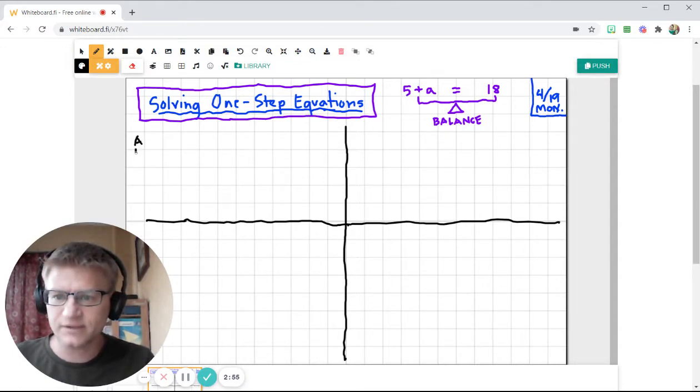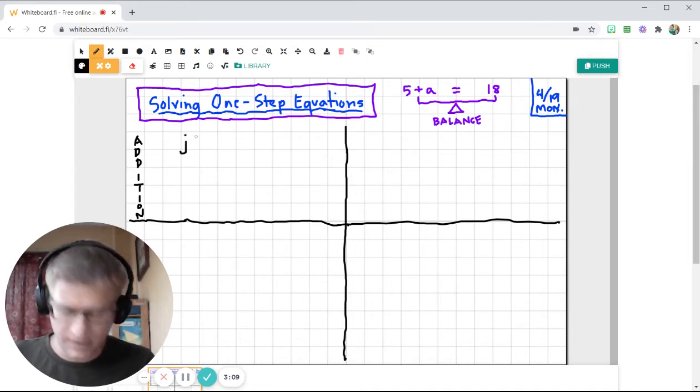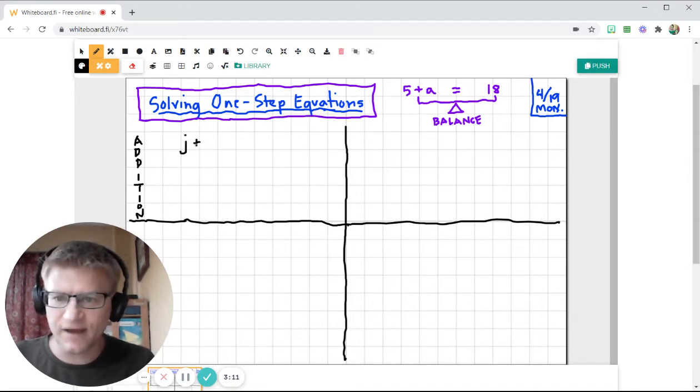Let's see if this works. It's going to look really goofy, but it looks like it kind of works. This is an addition equation. Okay, ready? For addition, we're going to do just like we did up there. I'm going to write in J, right? Plus 5, we'll use 5 again, why not? J plus 5 equals 12.